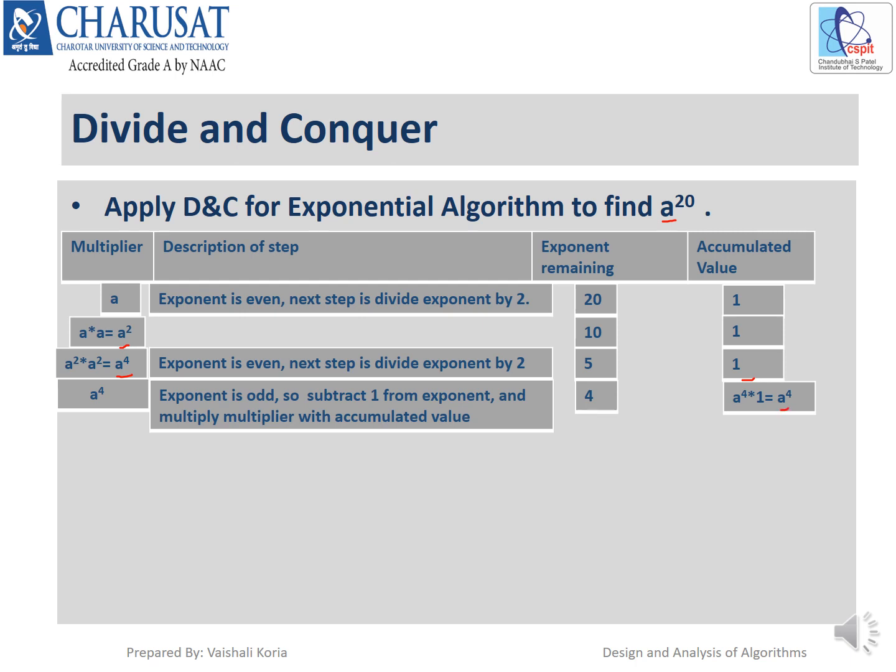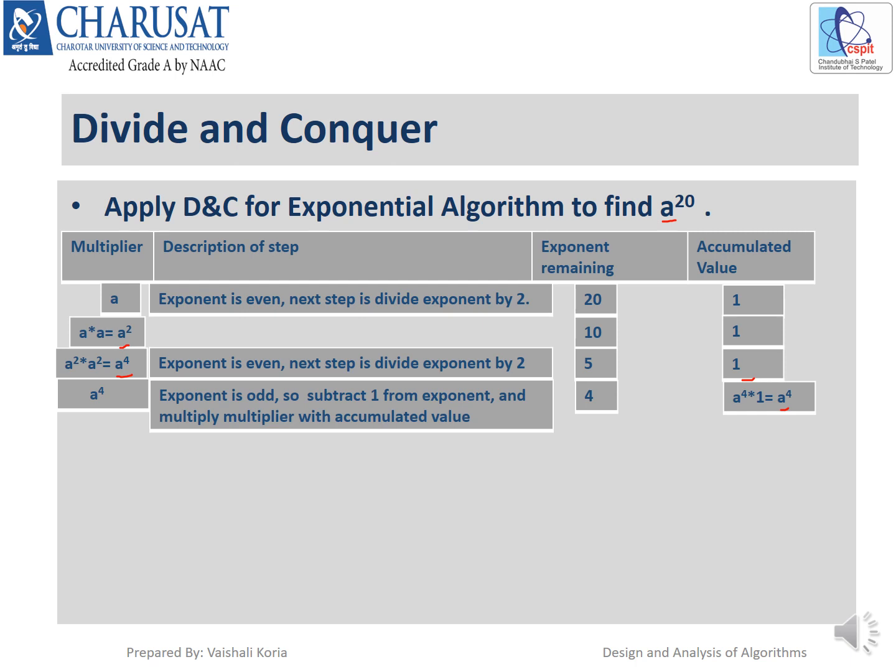Right? So using those steps we can conclude that if the exponent is even, we have to divide the exponent by 2 and multiply the multiplier with itself. And if the exponent is odd, then we have to multiply multiplier and the accumulated value and store it into the accumulated value column. Okay, now let us discuss the next step.